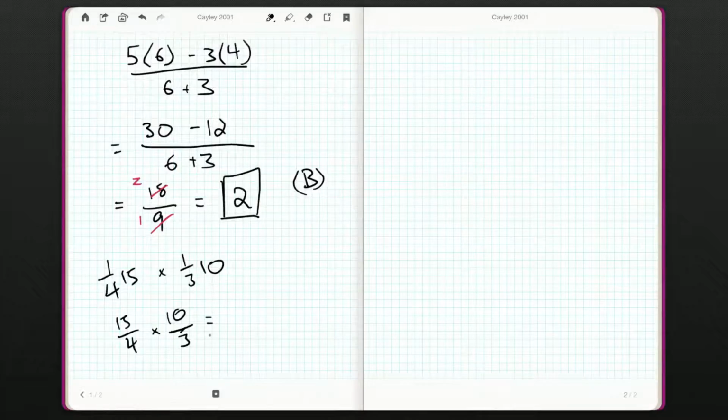And when we multiply fractions, we don't need a common denominator or anything. We just multiply top and bottom. So 15 times 10 over 4 times 3. So that's 150 over 12, and I don't think that quite divides. Yeah, we're going to get a 2 on top and bottom.